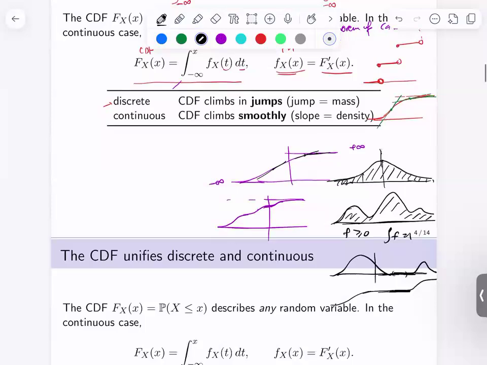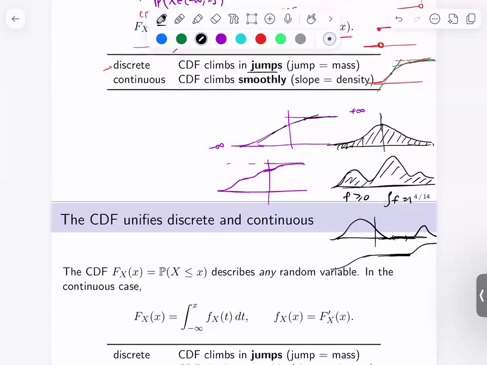Compare this to the CDF of a discrete random variable, which is basically just jumps. So it's flat, then jumps, and so on. And the jumps tell you the value of the PMF. Any questions about this?